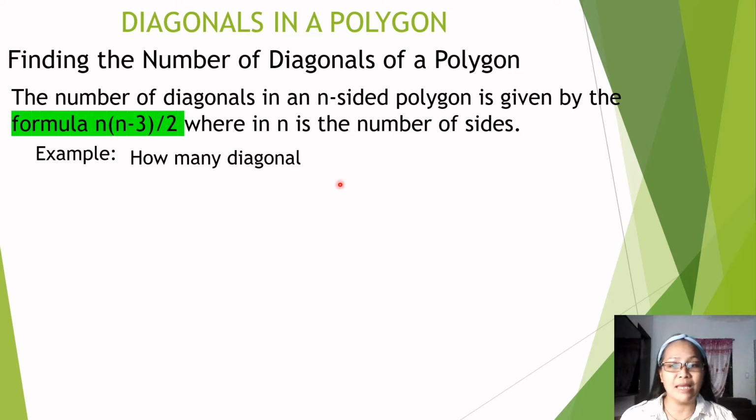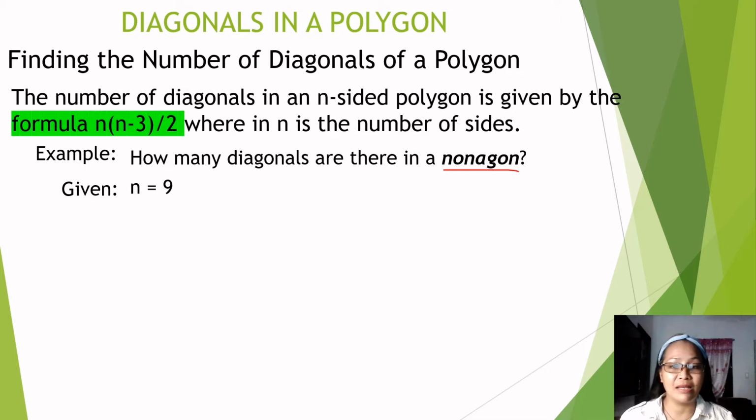Example, how many diagonals are there in a nonagon? We need to find first the given. It states here nonagon. So when we say nonagon, it is a 9-sided polygon. Therefore, our n is equal to 9. Remember, n is the number of sides.